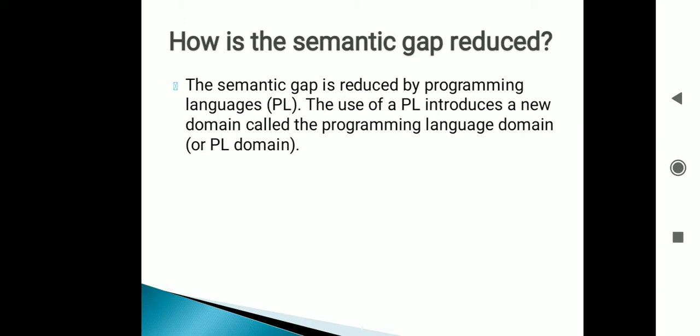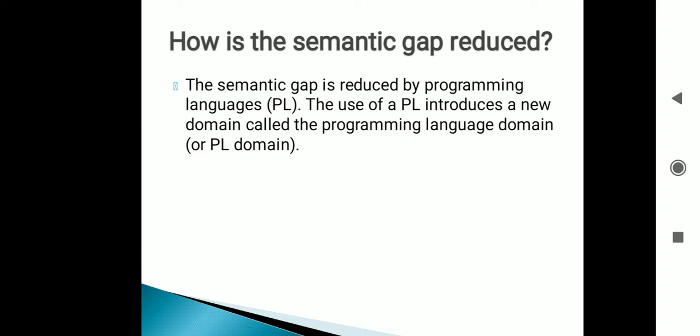Now, how is the semantic gap reduced? The semantic gap is reduced by programming languages, in short PL. Using a programming language, we can reduce the semantic gap. The use of a PL introduces a new domain, known as the PL domain, the programming language domain.